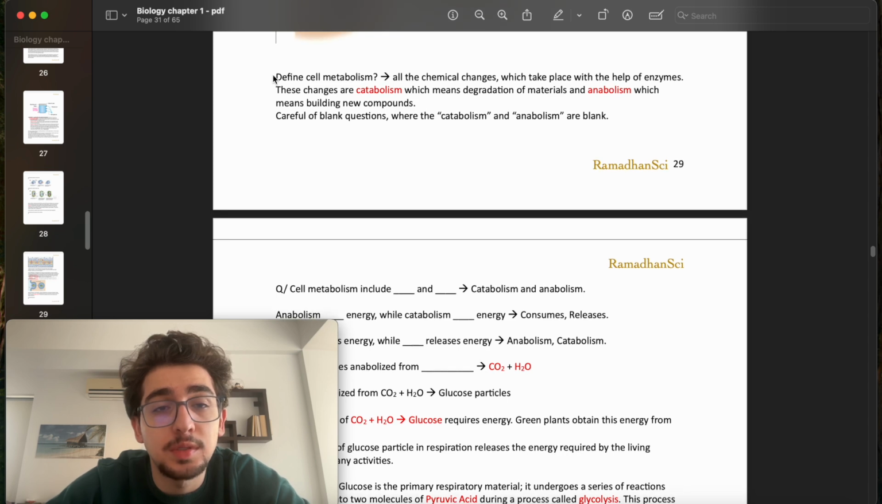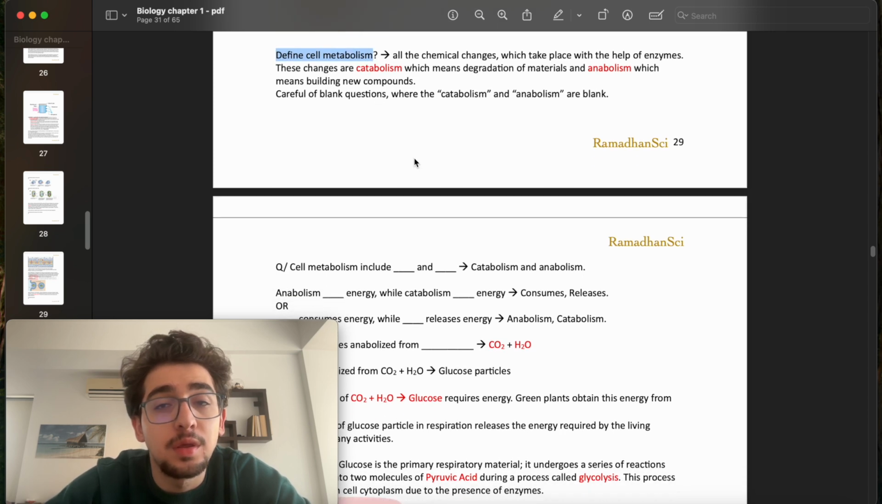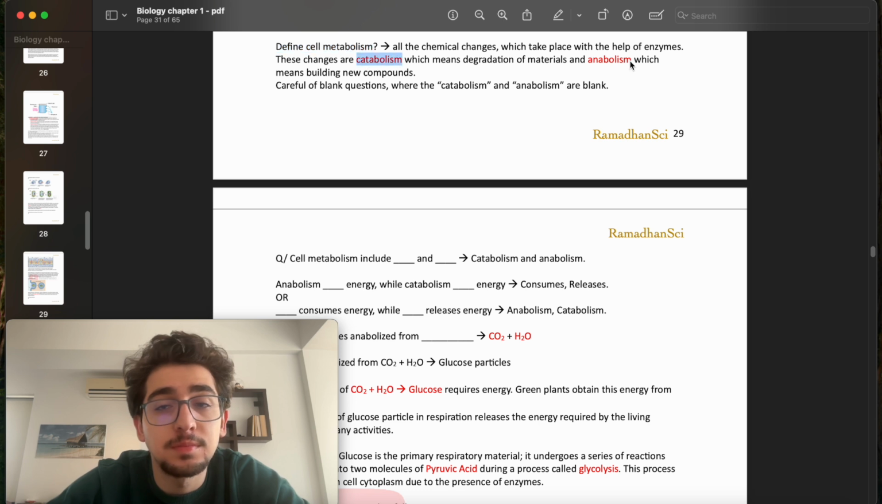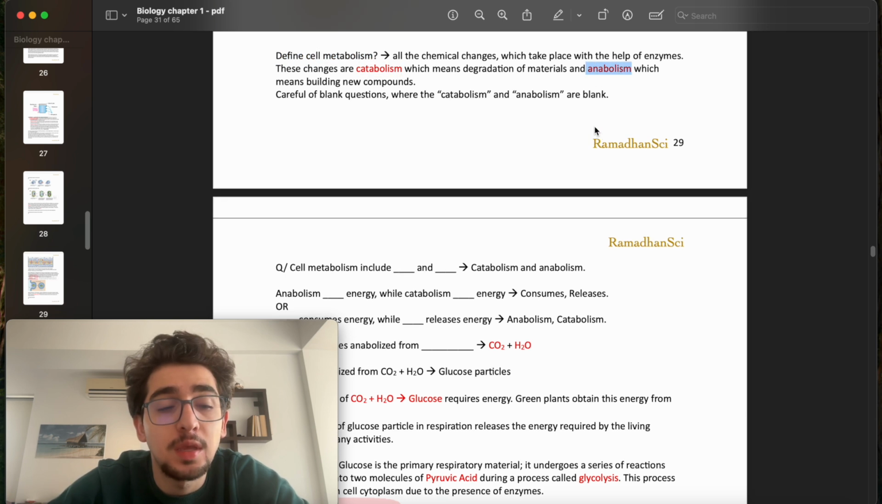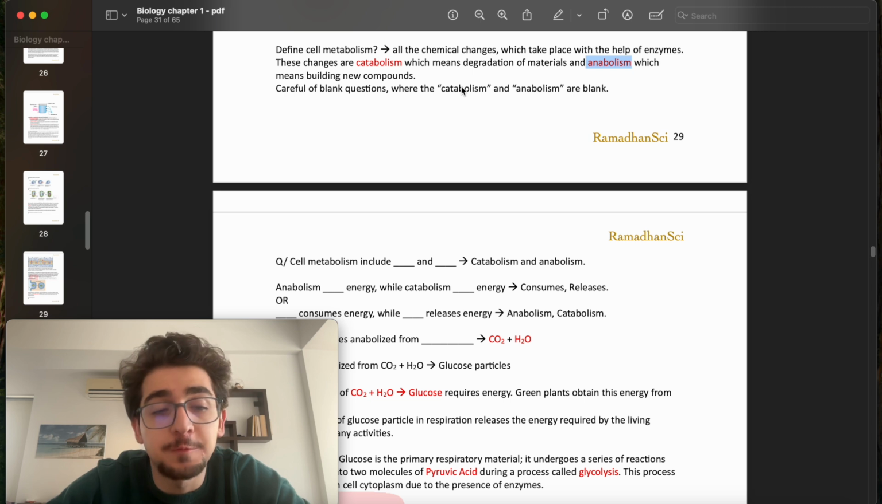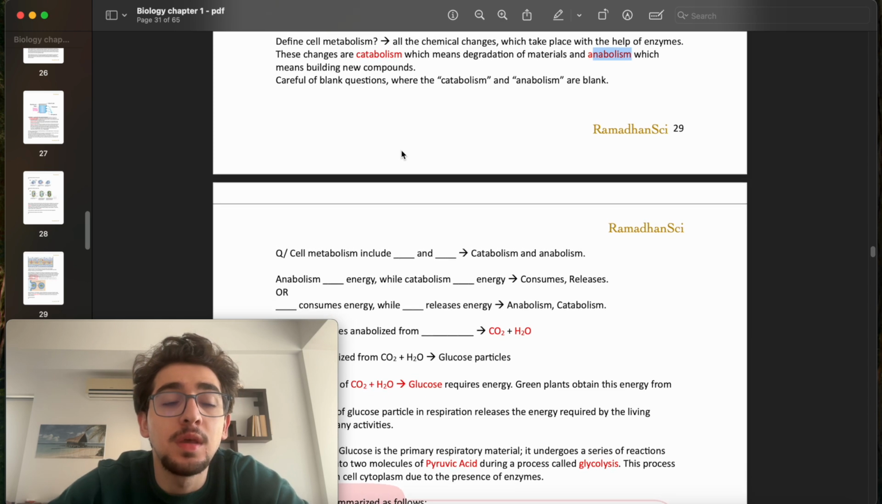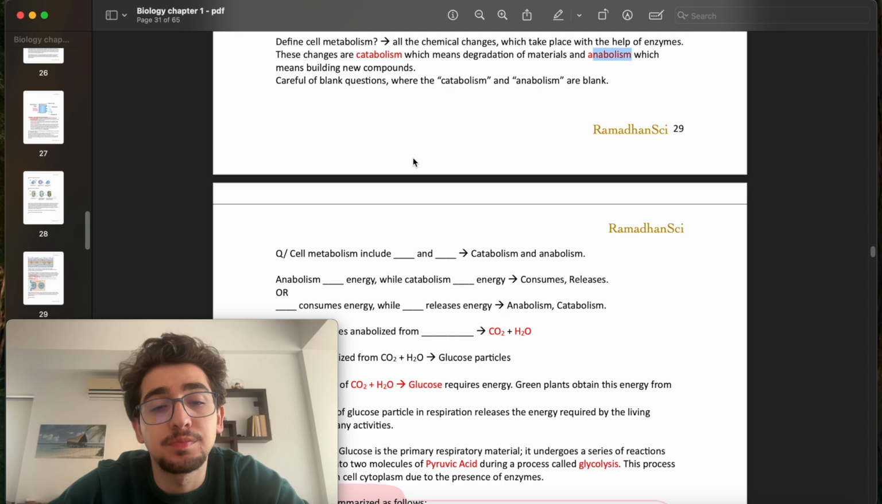We're gonna discuss the metabolism here. You should know that metabolism is divided into two processes. We have catabolism and anabolism. In catabolism, we will have degradation of materials, meaning breakdown of materials to produce energy. And in anabolism, we will have buildup of new compounds, and it requires energy.